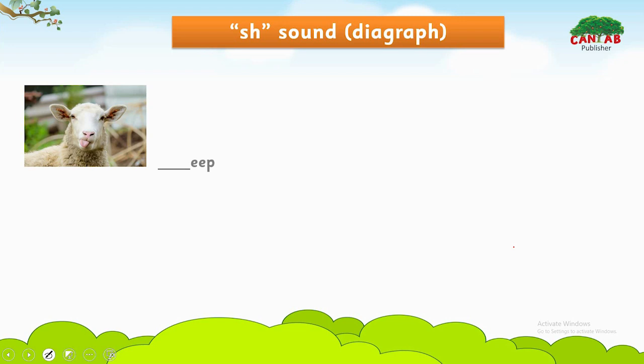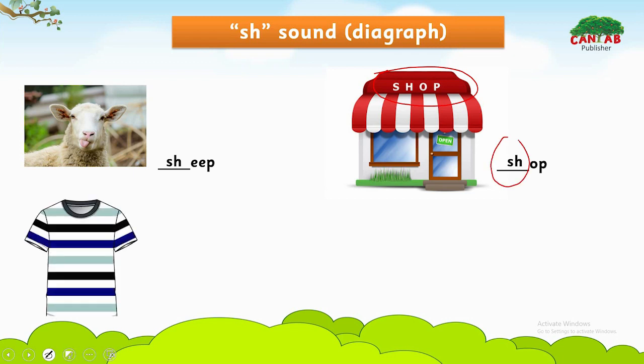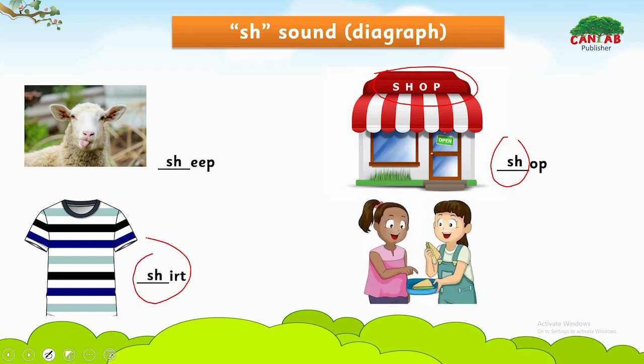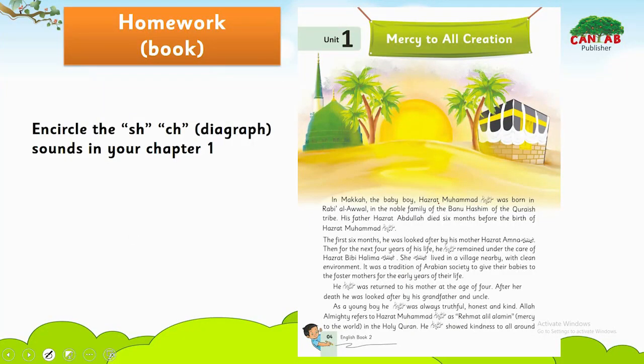The next one is sh digraph, because this is a sheep. The next one, yes, this is what? This is a shop. So sh will be used. This is a shirt. So sh will be used. And this is what? This is share, because both the girls are sharing their meal. So there will be share. Yes, well done.